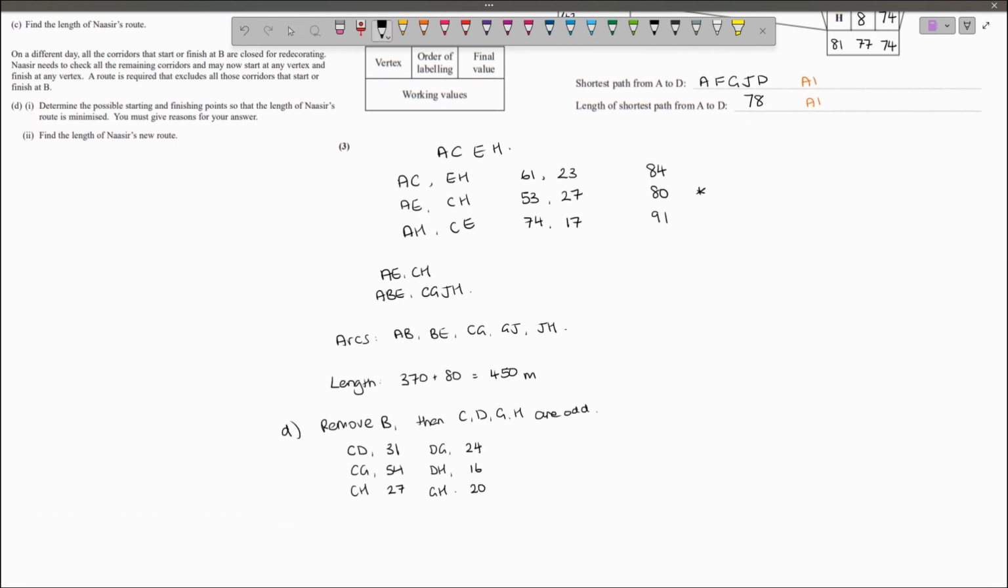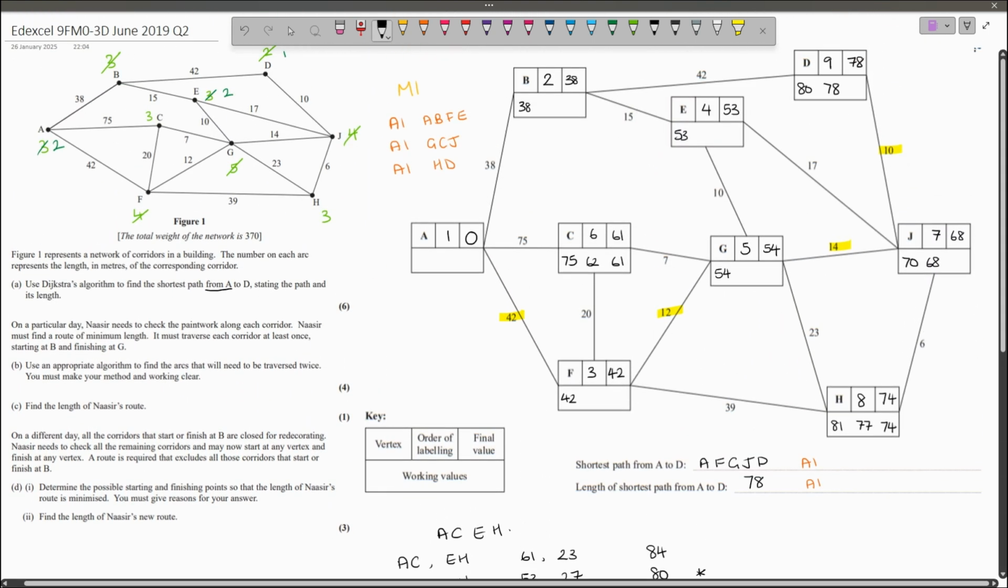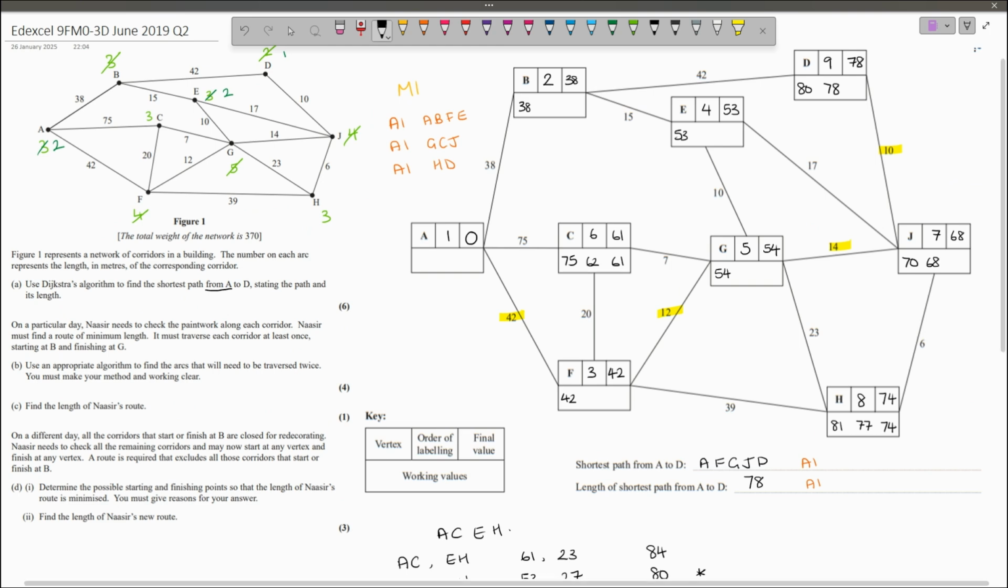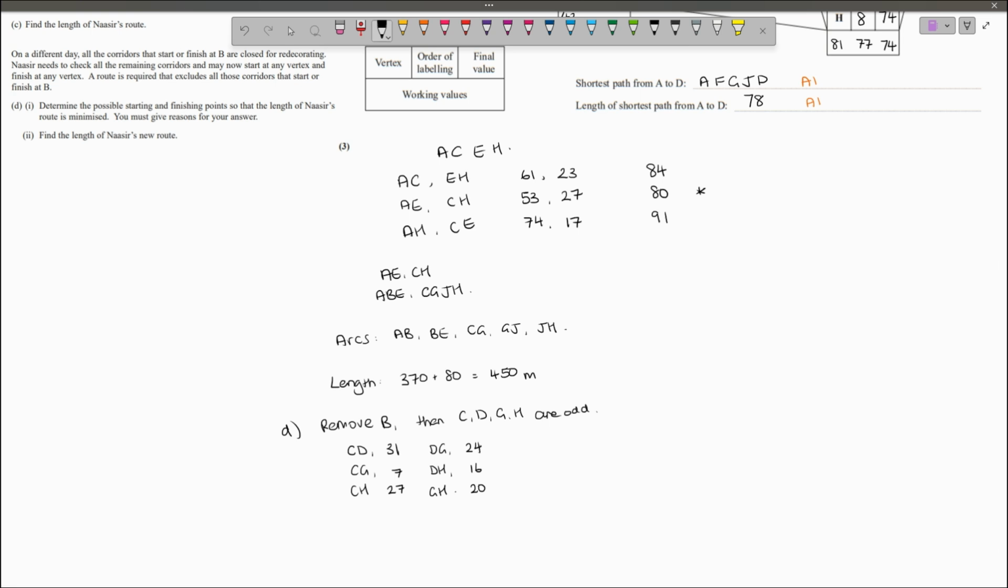Looking above, I've actually got CG incorrect. I accidentally did something different. I just looked at this 54 here, but CG isn't 54, it's actually 7. My apologies for that. So CG has a distance of 7. So CG is the best option for an edge or for a route to repeat again. So we're going to start and end at D and H. I'm going to traverse CG twice.